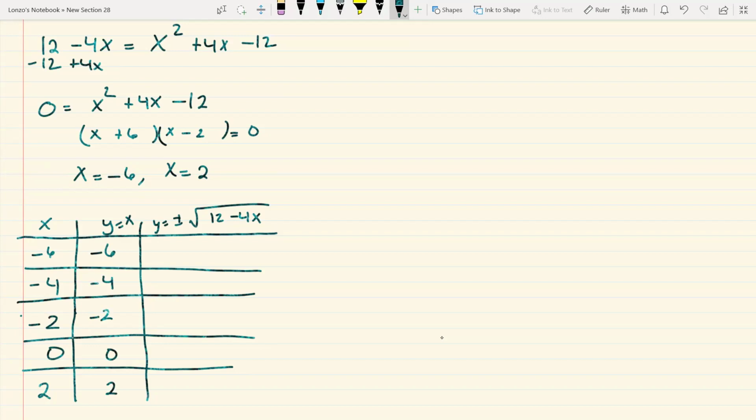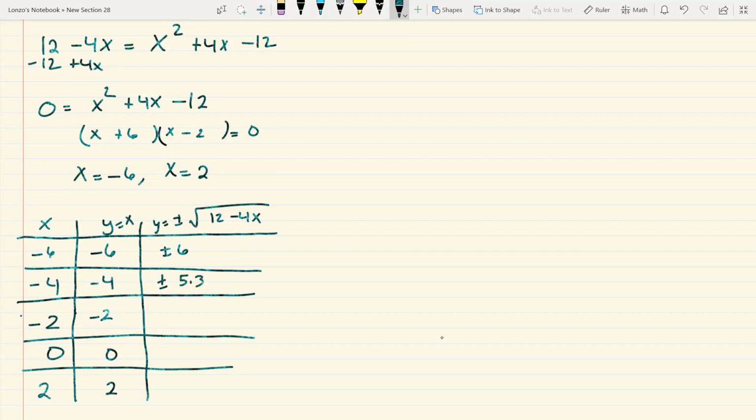Okay, over here, when you plug in negative 6 into this function, you get plus or minus 6. Over here, when you plug in negative 4 into this function, you get plus or minus 5.3.